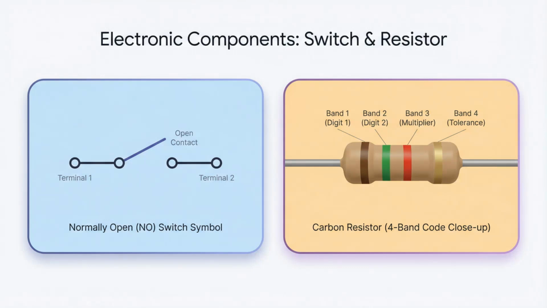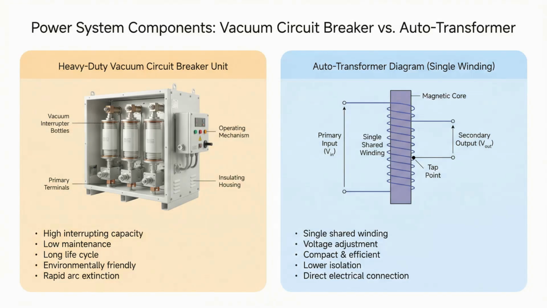The term normally open contacts means that the contacts remain open when the circuit is de-energized. Additionally, the color bands on a standard resistor specifically indicate its resistance value, rather than voltage or current. When selecting high-voltage equipment, vacuum circuit breakers are preferred because they offer high reliability and low maintenance. For voltage stepping, remember that an autotransformer is unique because it relies on shared windings rather than electrically isolated ones.